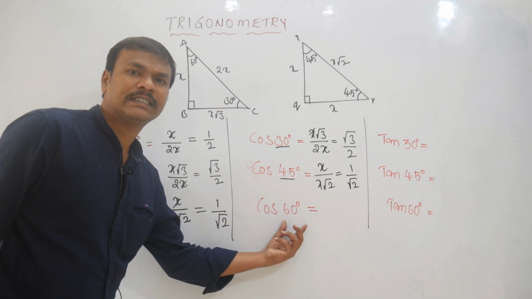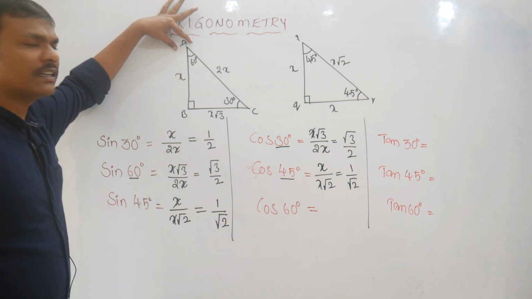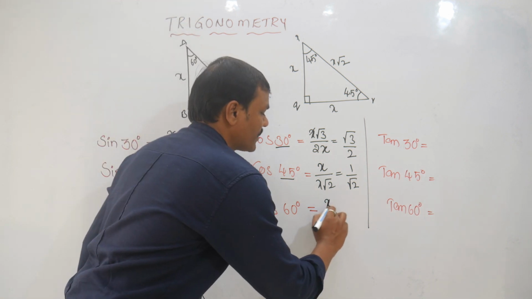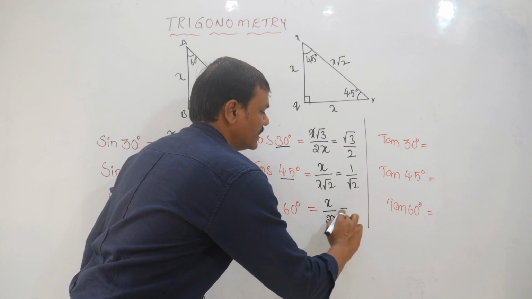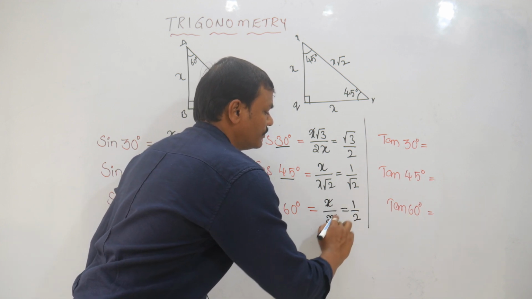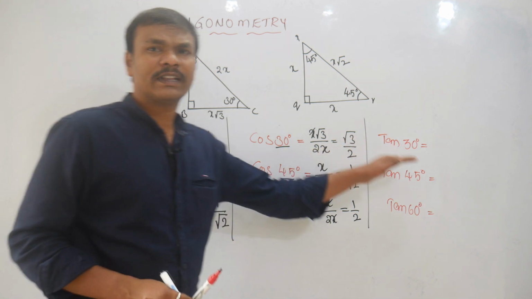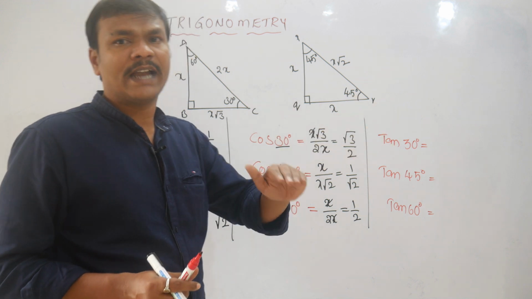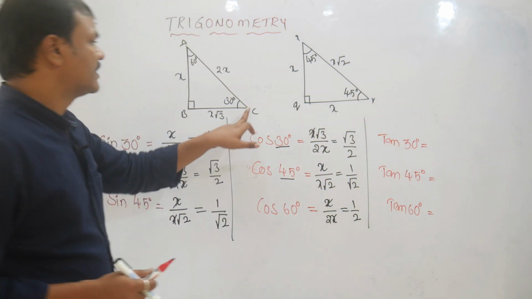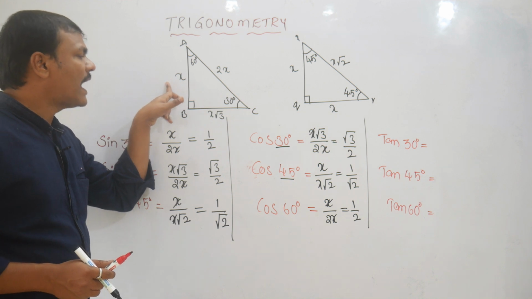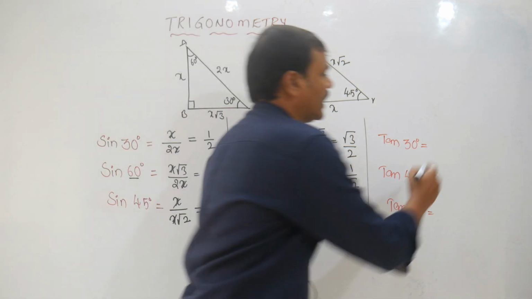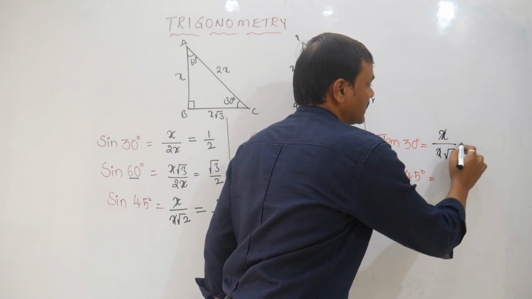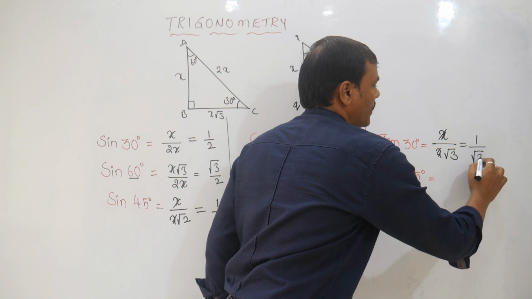After that, cos 60. From the 60 degrees angle vertex, which is the adjacent side by hypotenuse. What is the adjacent? X by 2x. That is equal to 1 by 2. Next, go for the tan values. So tan is nothing but ratio between opposite side by adjacent side. So tan 30. 30 degrees of opposite side is x and the adjacent side is x root 3. That is x by x root 3. X cancel. So that is the value 1 by root 3.